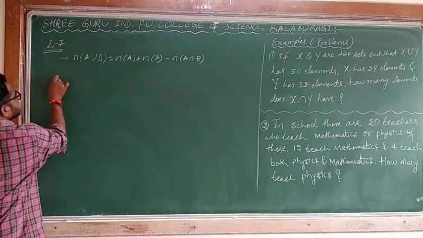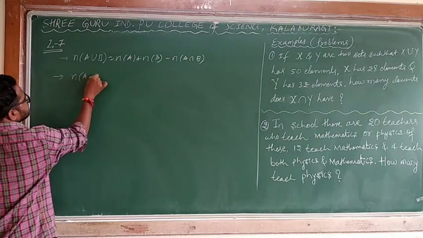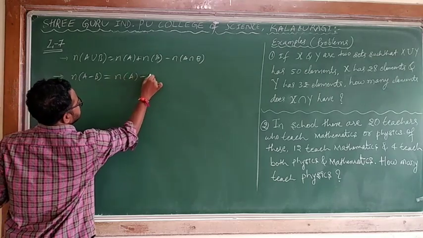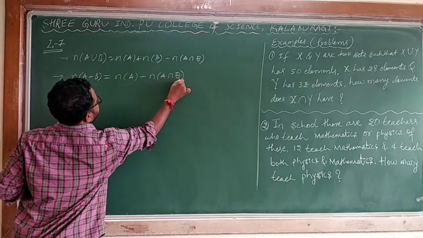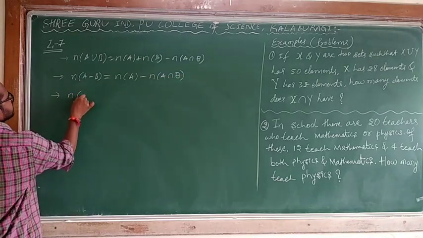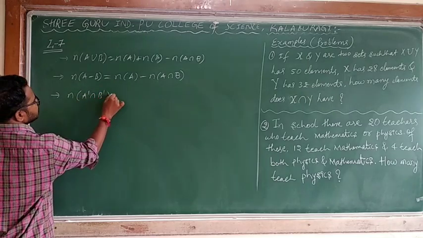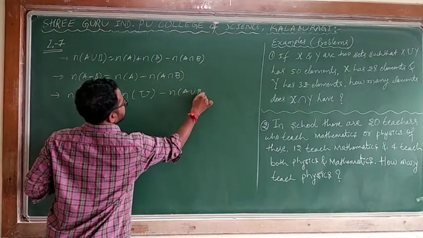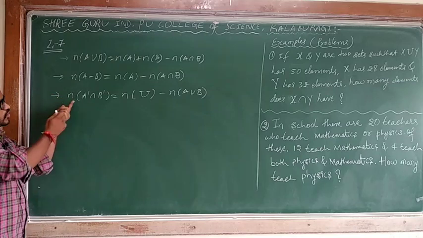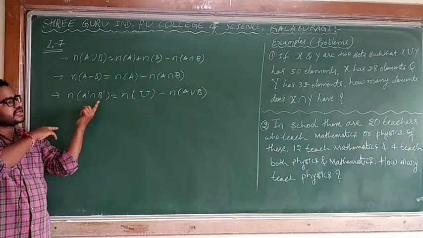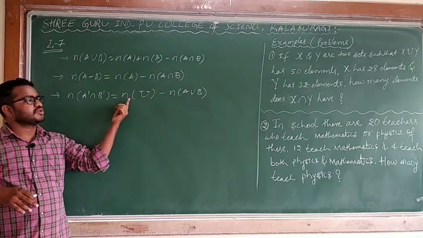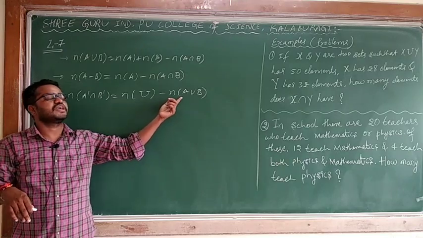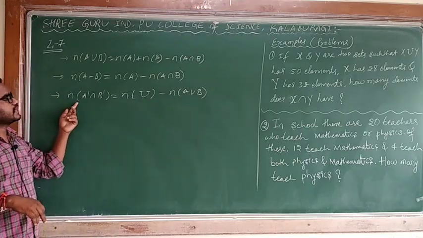Second case: n of A minus B means the elements that belong to A but not to B, and that can be obtained by n of A minus n of A intersection B. This is the formula. I also did n of A dash intersection B dash is equal to n of the universal set minus n of A union B. This gives the number of elements belonging to neither A nor B: the total number of elements of the universal set minus the elements of either A or B, meaning n of A union B.